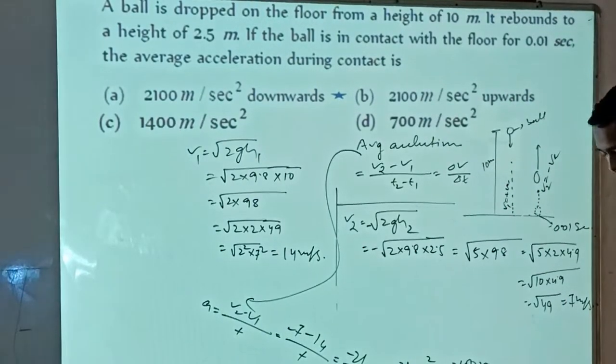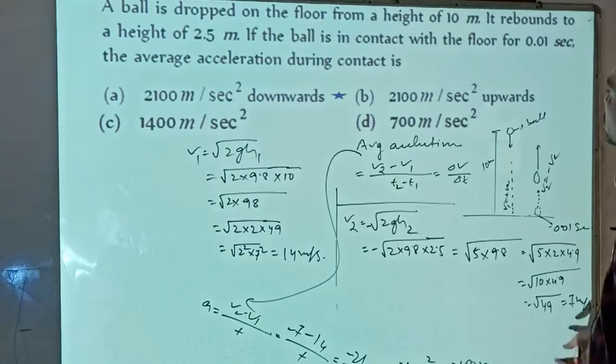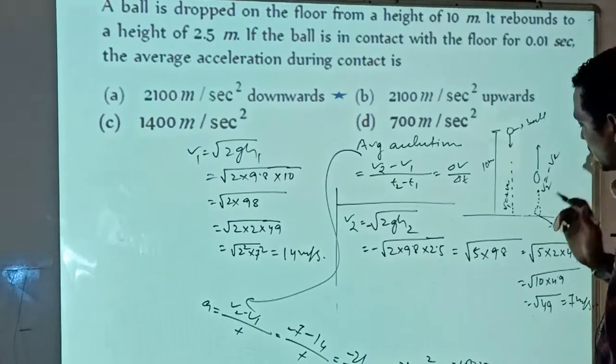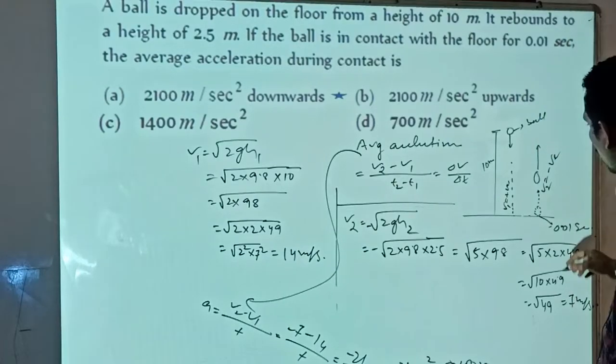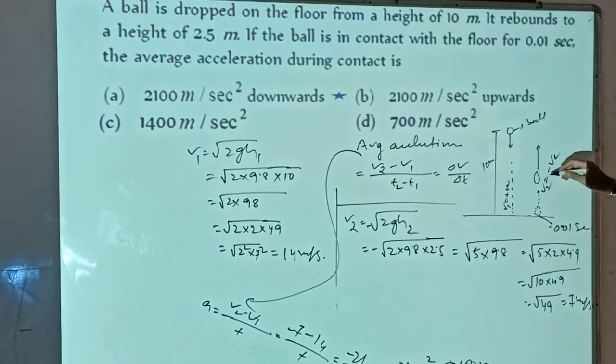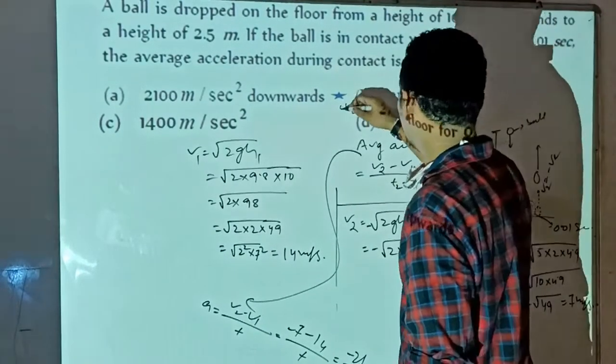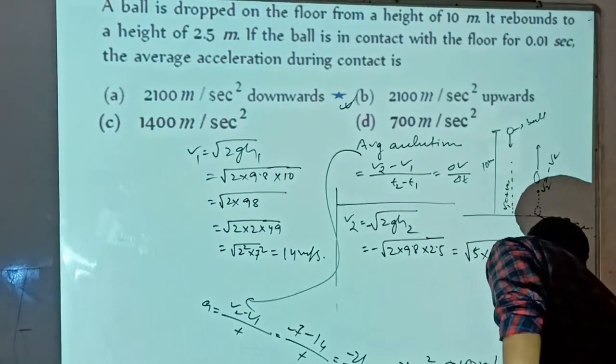Now your problem is whether the acceleration will be in the upward direction or downward direction. Since we are considering negative in the upward direction, we are taking the velocity as negative in the upward direction. So your acceleration will be in the upward direction. So your option B is your correct answer. So this is meter per second square.